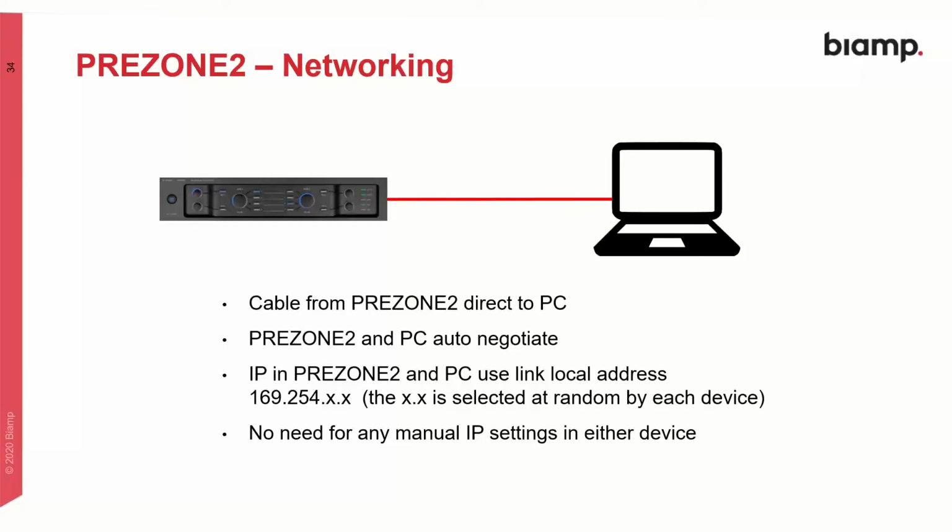But even if they did, they would then go into an auto-negotiate mode again and find themselves with different IP addresses. So in this case, there's no need for any manual IP settings in either device, which is quite a useful fallback. And that's important because it could be that where you're installing PREZONE2 just doesn't have a network structure. So you need to have this method of configuration and setting the device up because you don't have a network on site, and you don't really want to have to carry a network router around with you just to set up the device.